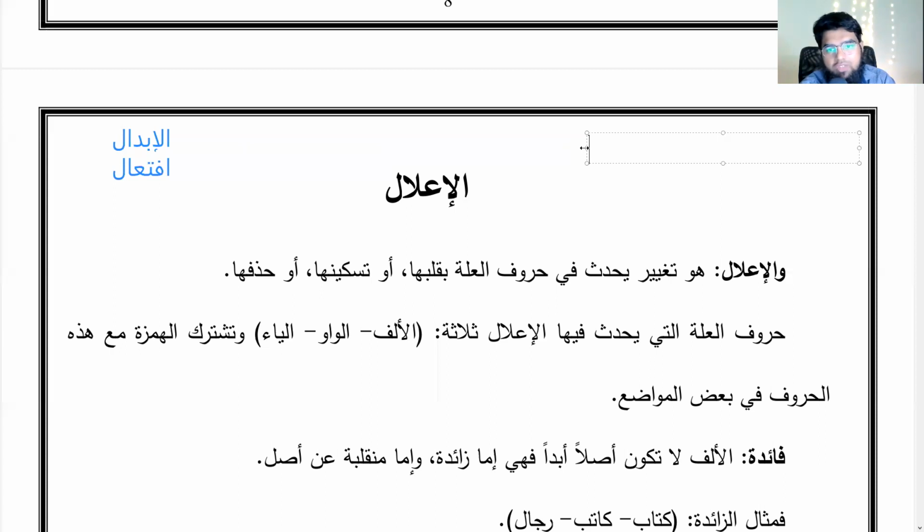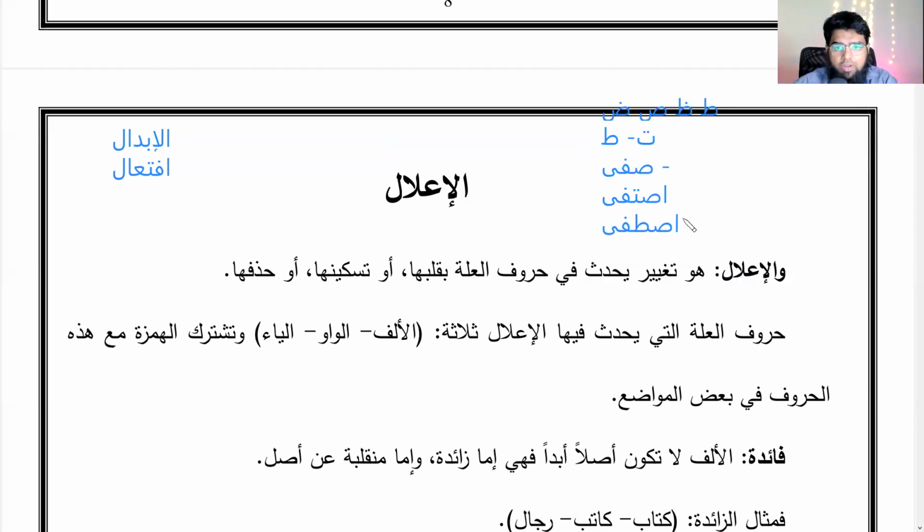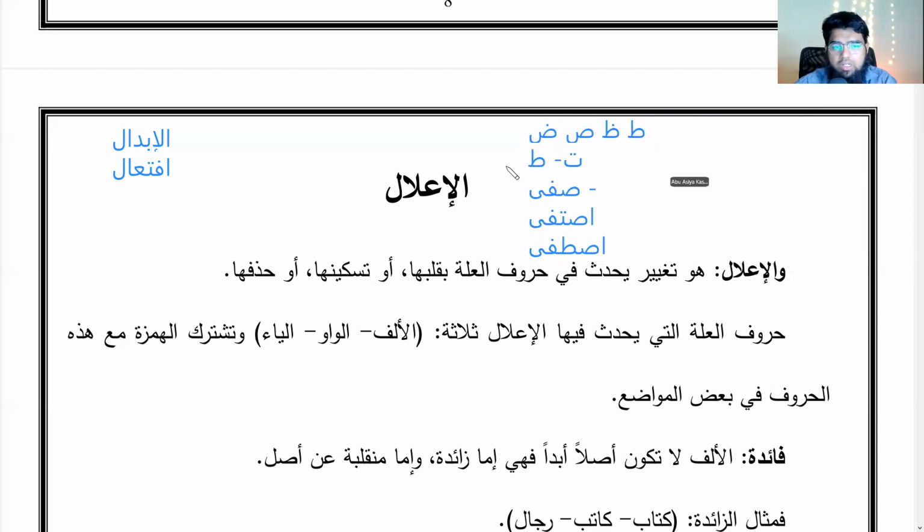So the three types of transformations. One is the heavy ones. So you have sad, dad, ta, and dha. What do you do? You change the extra ta of the iftial to a ta. Correct? To a ta. For example, from safa, you want to make iftala. So istafa will change into istafa, to choose. Right? This is the first one which we learned.